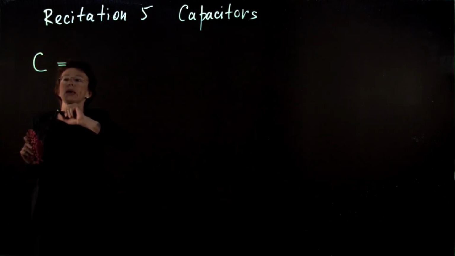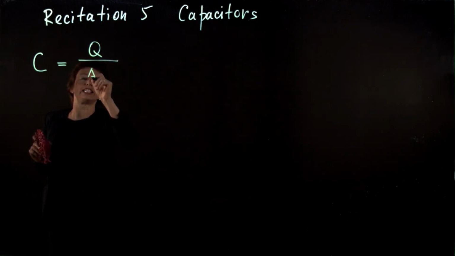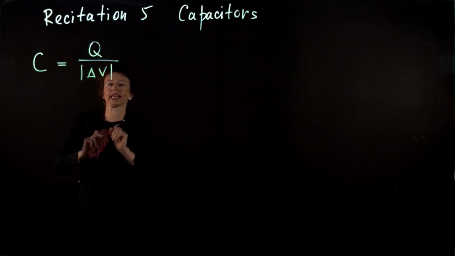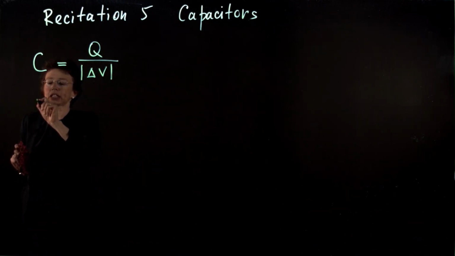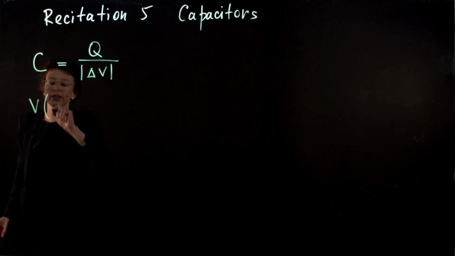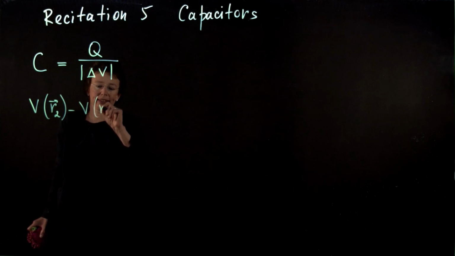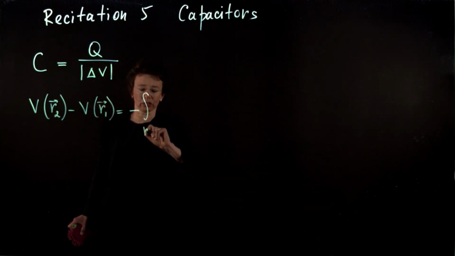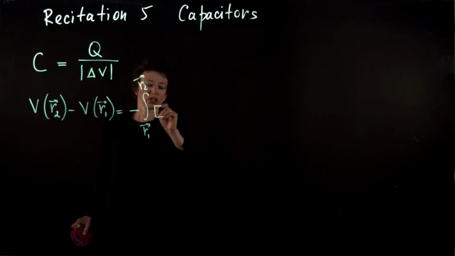By definition, capacitance C is charge Q divided by the difference in the electric potential, and we take the absolute value. Now, how to find the difference in the electric potential? We will use this formula: V at R2 minus V at R1 is equal to minus the integral from R1 to R2 of E dot dr.